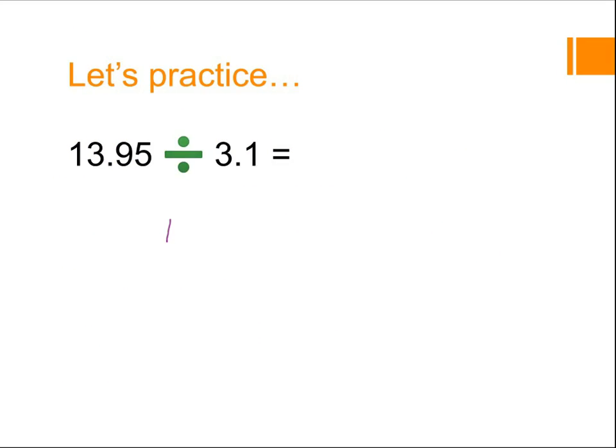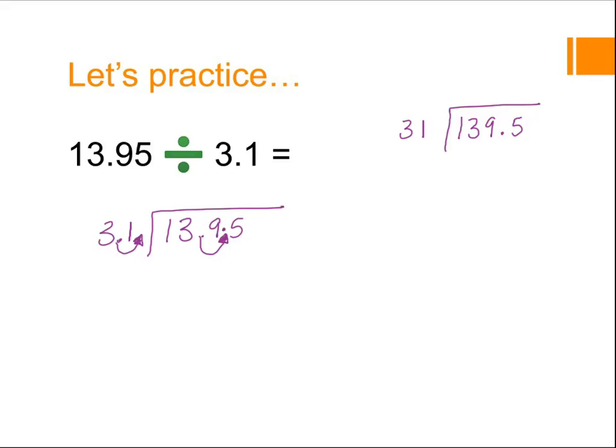So if I was going to set this problem up, I would have 13 and 95 hundredths divided by 3.1. Well, I need to make 3.1 a whole number, so I'm going to swoop my decimal one place to the right. Since I swooped one place in my divisor, I have to do the same thing in my dividend. So now my decimal point moves here. And then I can rewrite my problem so that it makes sense and it's nice and neat and I don't make a silly mistake.